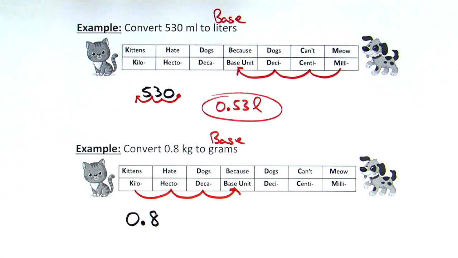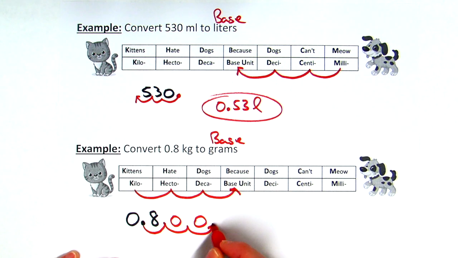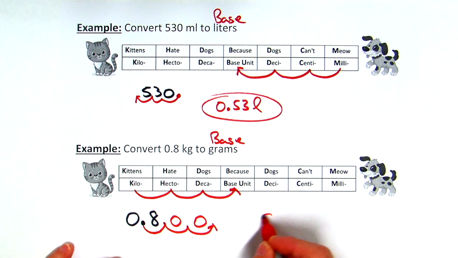So I'm going to write that 0.8, and then I'm going to hop that decimal 3 places to the right. I'm going to go around the 8 initially, so there's my first hop, second hop, third hop. I have to add some imaginary zeros. It puts the decimal now at the end of that number. Just looking at that straight, that's just going to be the number 800.